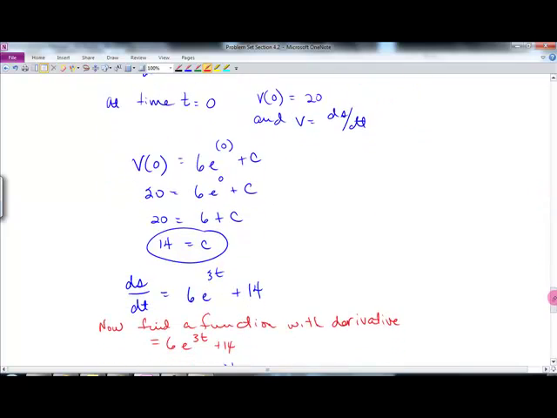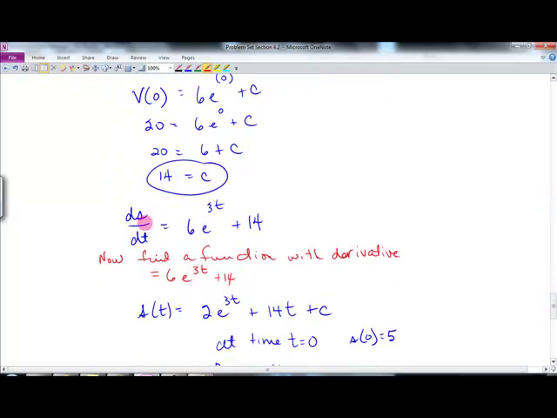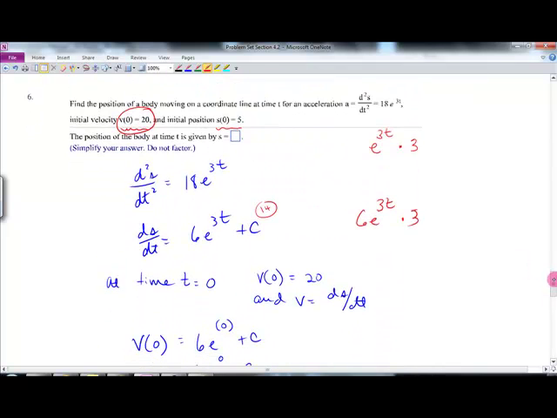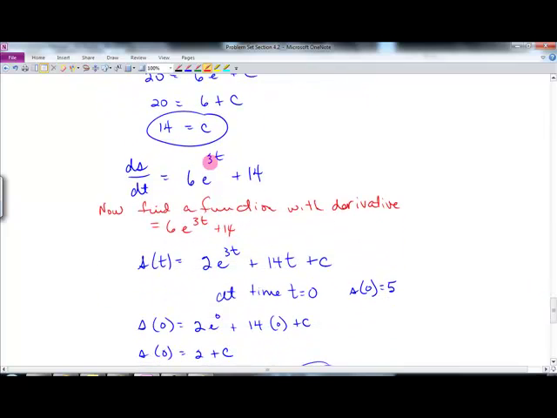Okay? All right, so now I have that ds/dt is 6e to the 3t plus 14. Now find a function, because we're at the velocity. We got to go up to the position. Now find a function with a derivative that is equal to that. So, again, what did we do up there with the 18? We divided by 3. So we're still with the 3t. We got to divide by 3 again. So we get 2e to the 3t plus, this will have had to have been 14t plus some constant.